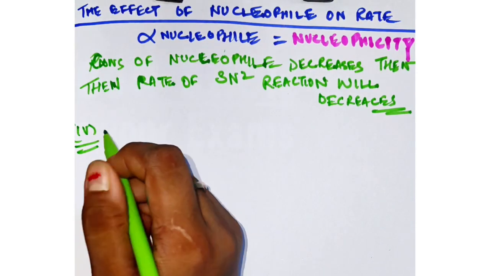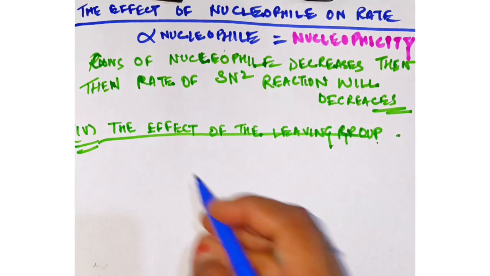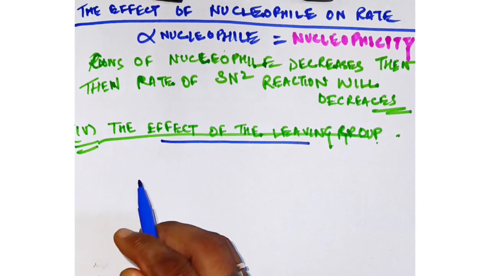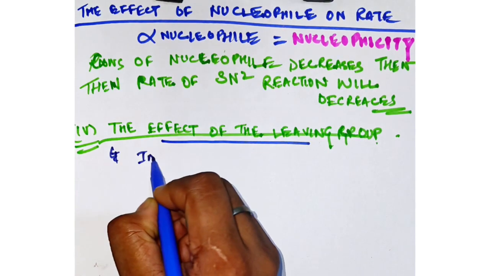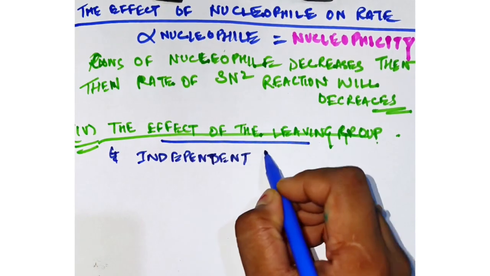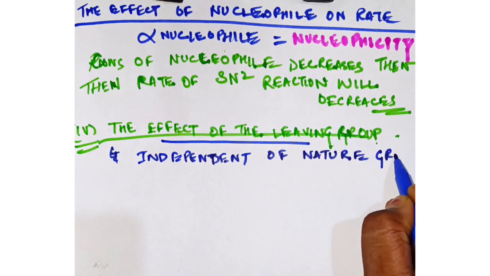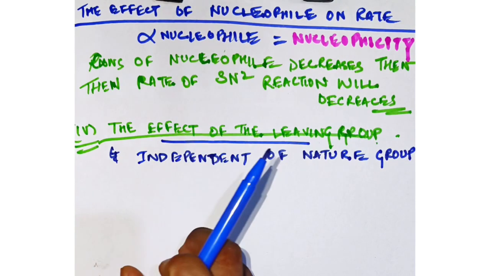And the last effect is the effect of the leaving group on the rate of the SN2 reaction. The rate of SN2 reaction is independent of the nature of the leaving group. So the group of lower basicity and high polarizability will increase the rate of the reaction. So you can say it is independent of the nature of the leaving group. It can be any kind of leaving group. It does not matter. It does not care about it because the rate does not depend upon the leaving group. It depends on the substrate and nucleophile.